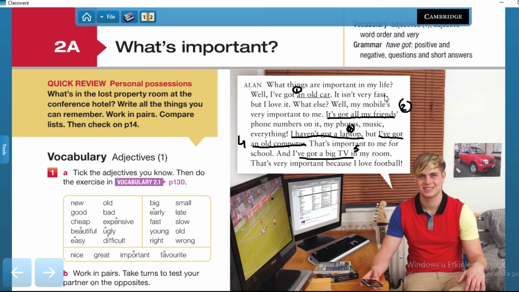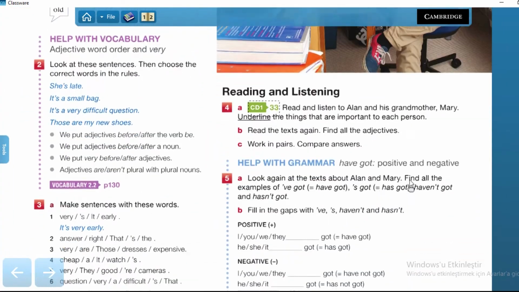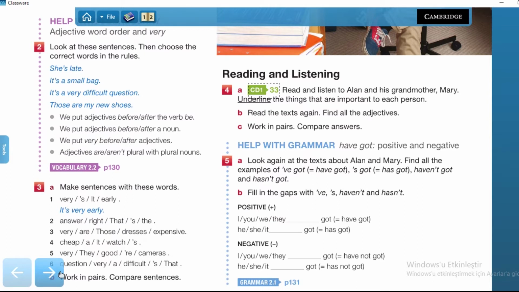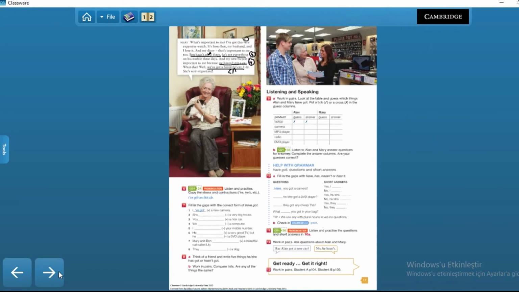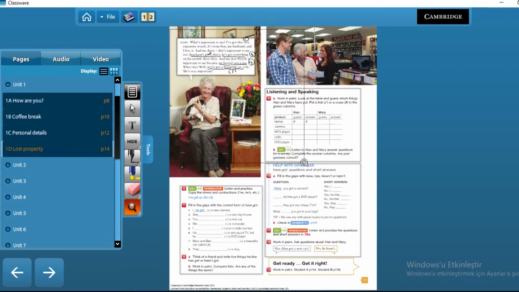The next one, that's important to me. Important again. And I've got a big TV. TV is the noun. Big is the adjective. So these are the adjectives on Alan's text. Now, let's jump onto Mary's text and find all the adjectives.